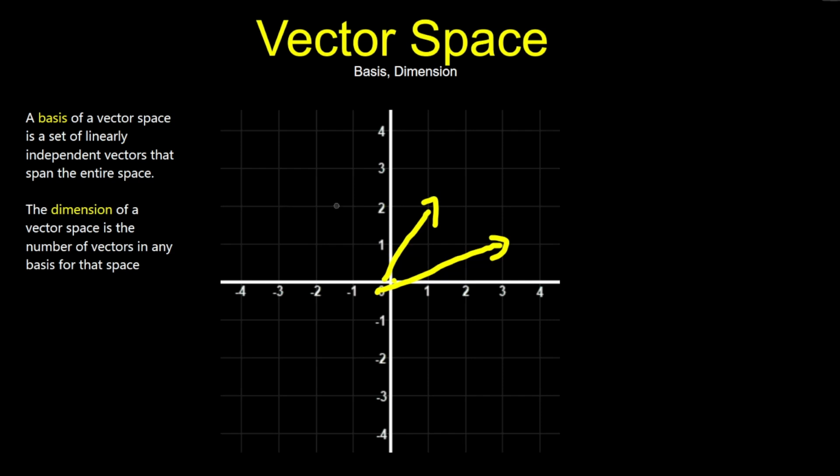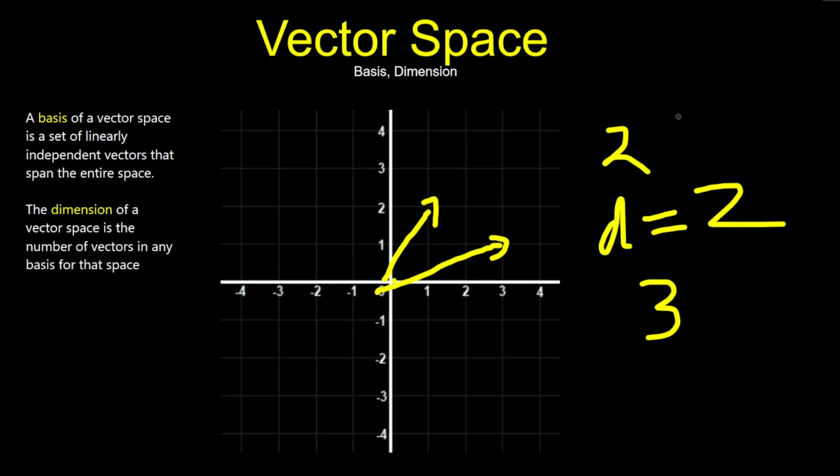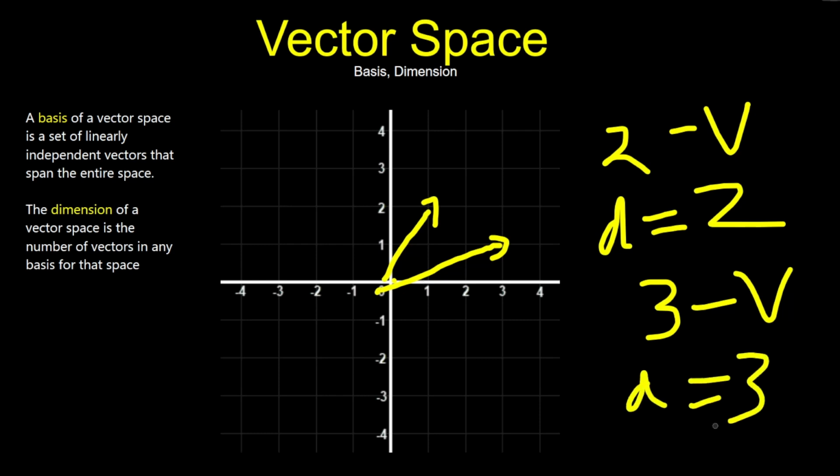And what is dimension? The dimension of a vector space is the number of vectors in the basis for the space. So for the 2D plane we have two vectors as the basis, so the dimension is 2. If a basis has three vectors, in that case you'll have three axes like a 3D space, so the dimension would be 3. All bases of the same vector space have the same number of vectors, and this number is called the dimension.